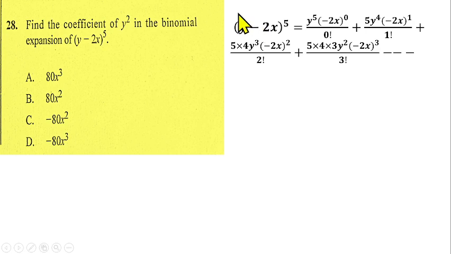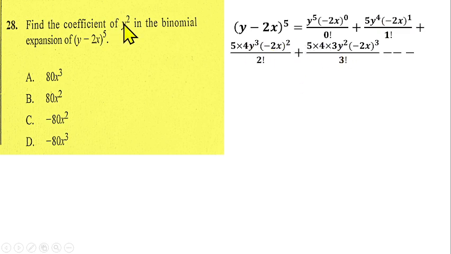The power will go with the first, this y will carry the power of 5 here, and then minus 2x will carry the power of 0 over 0 factorial, plus the power will come down. You have a 5, then we remove 1 from the power, which is 4. We have y raised to the power 4 into the power of this one will increase by 1, minus 2x raised to the power 1 over 1 factorial, plus the next one 4 will come down again. You have 5 times 4. Remove 1 from the power, y raised to the power 3, then increase the power of this one by 1, 2 over 2 factorial. So why don't we stop here?